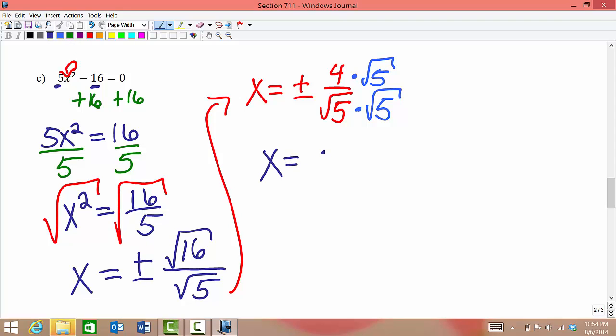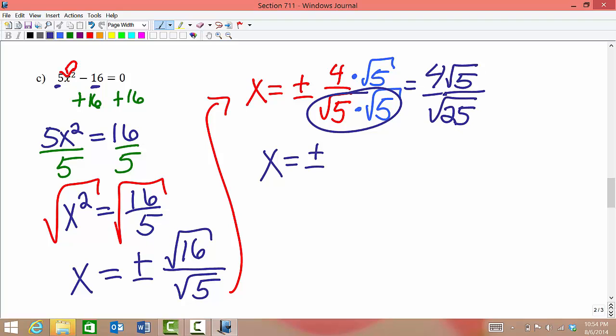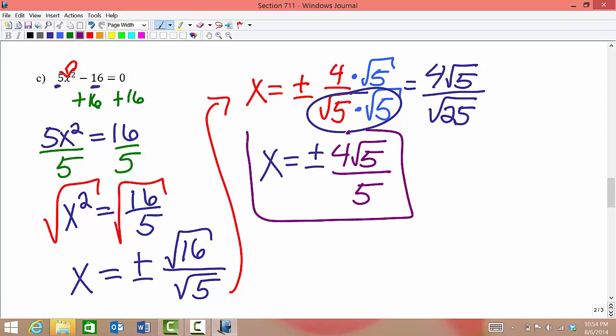I get x is equal to plus or minus, and let's simplify here. We get 4 times the square root of 5 on top, and on the bottom we have the square root of 25. So our final answer with everything simplified is plus or minus 4 times the square root of 5 on top, and we know the square root of 25 is 5. So we get our two solutions: x equals plus or minus 4 times the square root of 5 divided by 5. We want to make sure that we rationalize our fractions.